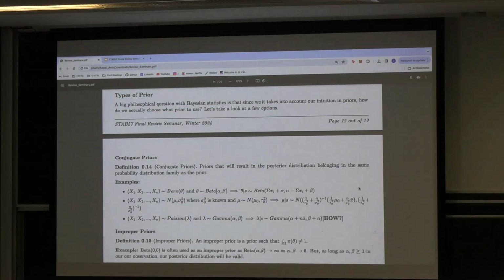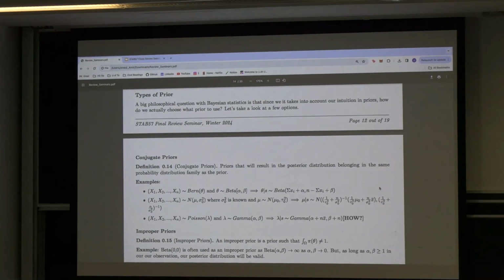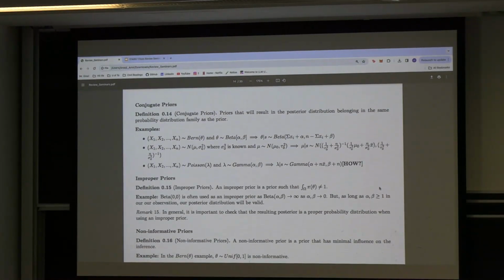Unlike the frequentist approach, as we've mentioned, Bayesian statistics has this whole concept of a prior, or your intuition before you even collect your samples, right? But a big question is, how do you actually choose this? How can you trust your intuition, and what prior is to be used? There are three types that you can use. Number one is called a conjugate prior.